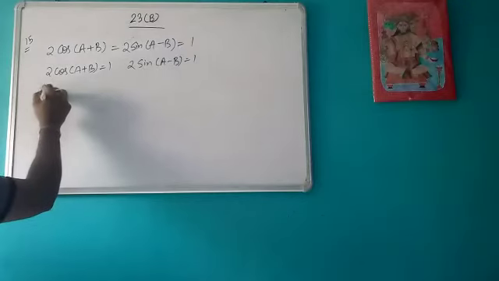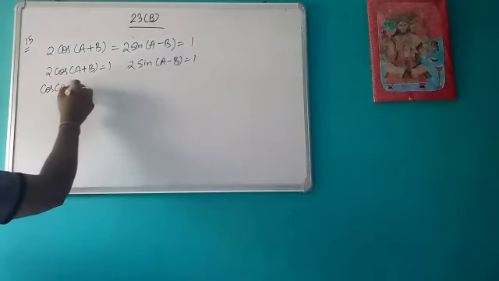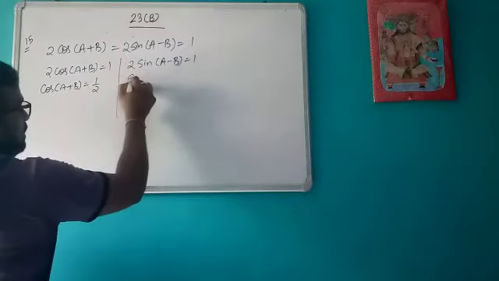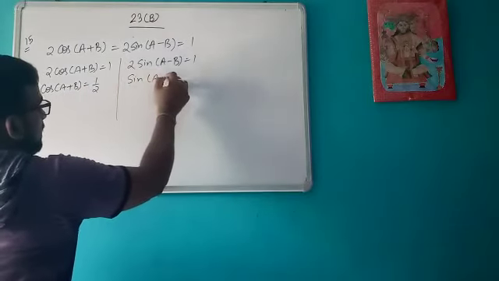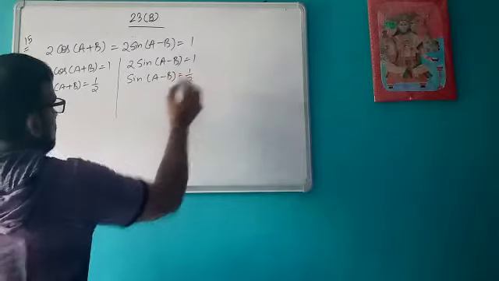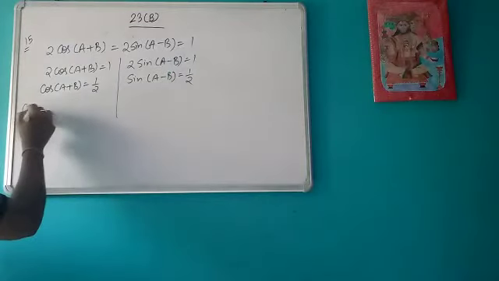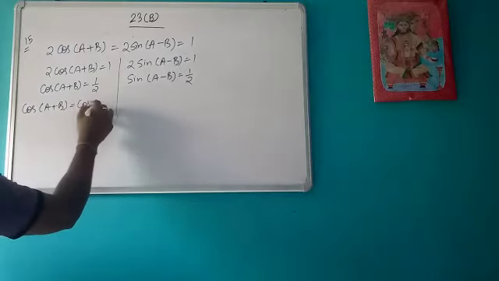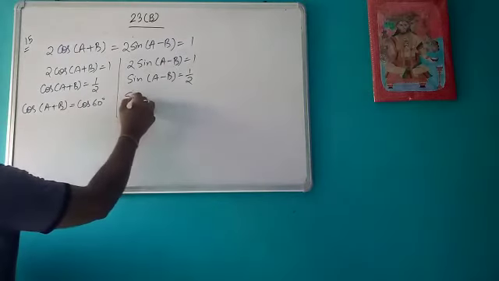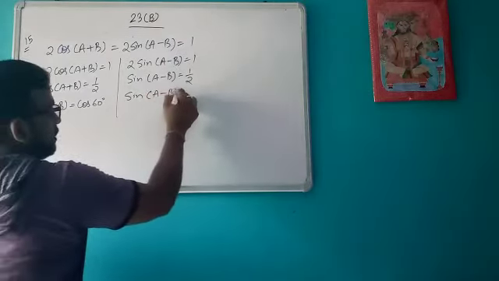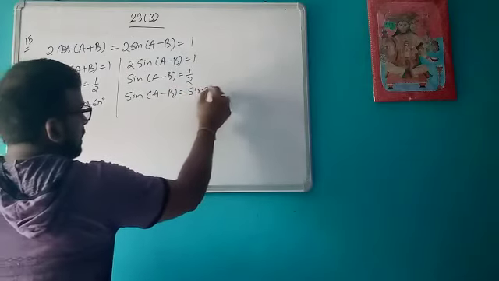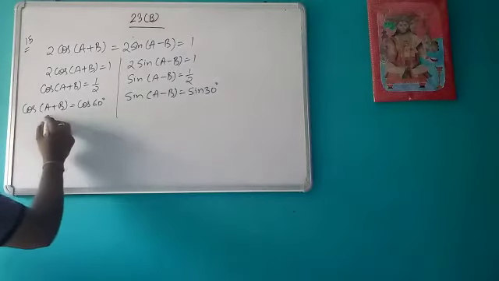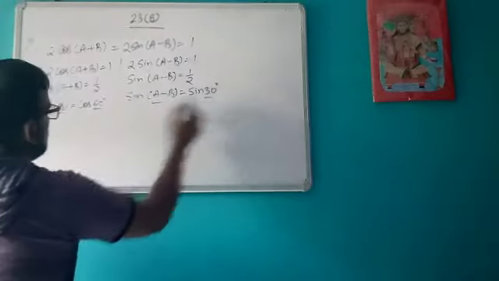Then from here you will get cos (A plus B) equal to 1 by 2. Here also you will get sin (A minus B) equal to 1 by 2. So when cos is 1 by 2, it is 60 degree, and when sin is 1 by 2, it is 30 degree. Okay, so like this we have reached so far. Now we will compare these two values. So what you will get?